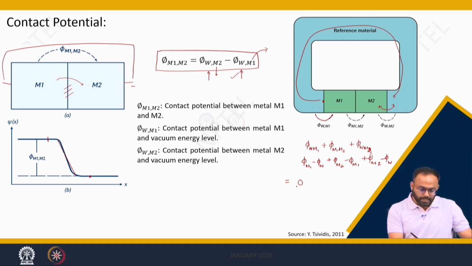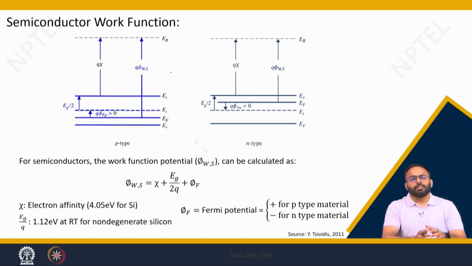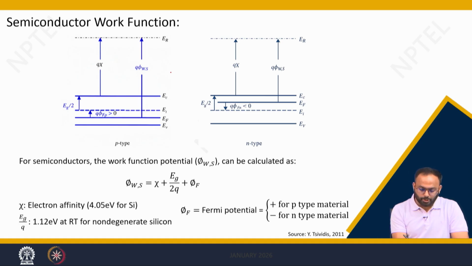Now, as I said, is it necessary that M1 or M2 will be metal only? It can be a semiconductor. So, what if it is a semiconductor? Then we need to know what the work function is and how we calculate it. Following the definition, the work function is the minimum energy to remove the electron from its host material. So, which level should I choose to measure the height, or the minimum energy, with reference to energy?